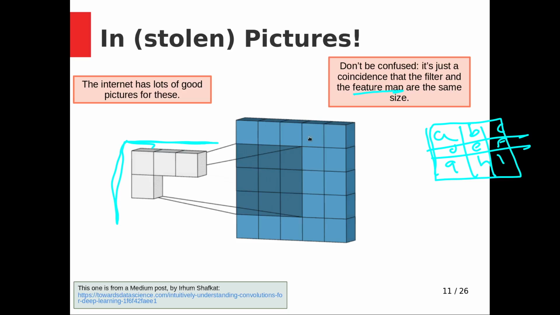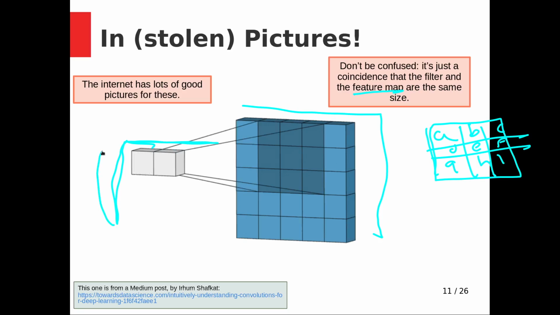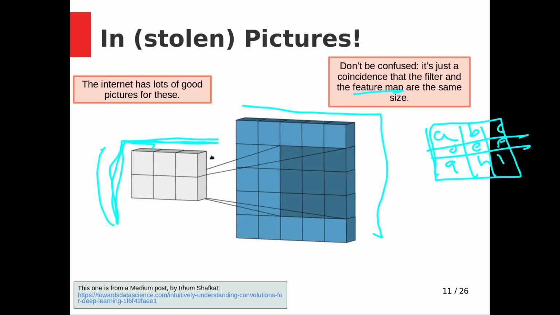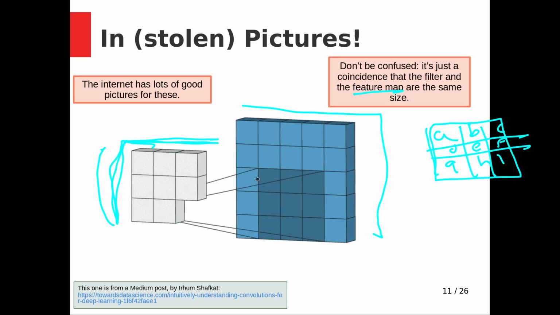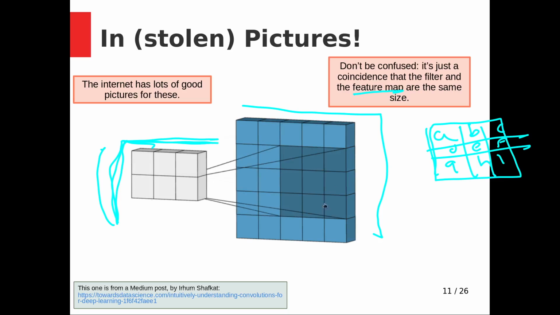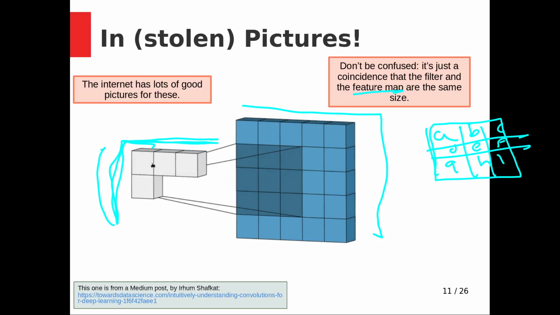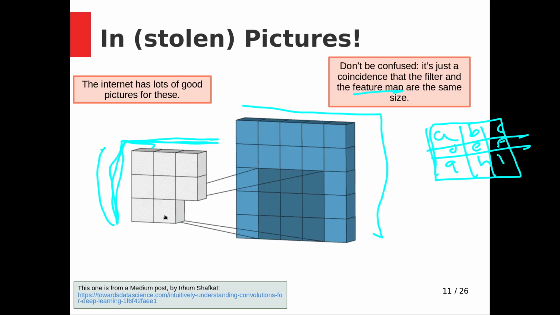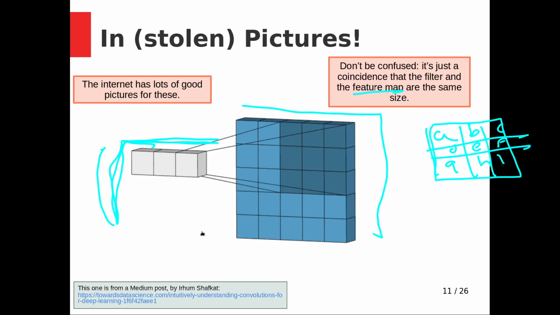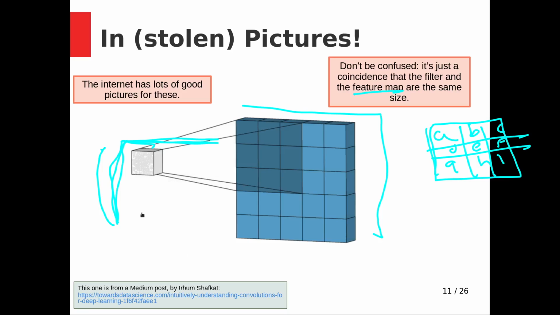So here we have our convolution filter sliding across our input image and producing our feature map, right? And again, notice because of the way that it's sliding, our feature map is slightly smaller than the input image. And don't be confused. It's just a coincidence that the feature map here is 3 by 3 and the convolution filter is itself 3 by 3. If this image were wider, then this shaded patch would be the same size, but this feature map would be wider.